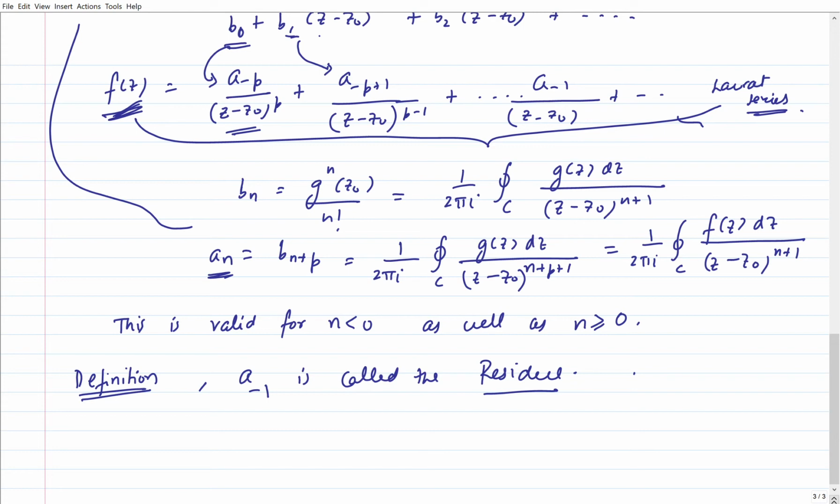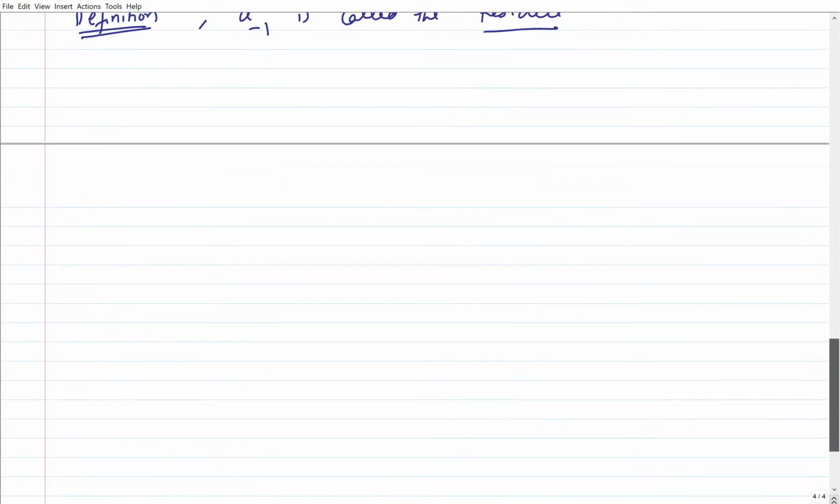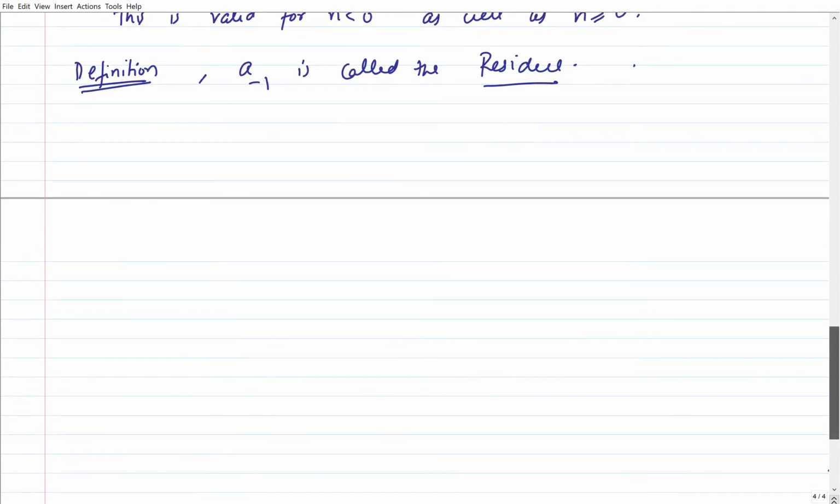So let's see a few examples of evaluating the Laurent series and also calculating the residue. Once we have the Laurent series, we just need to find the coefficient a_(minus 1), and that's going to be the residue. So let's see an example.